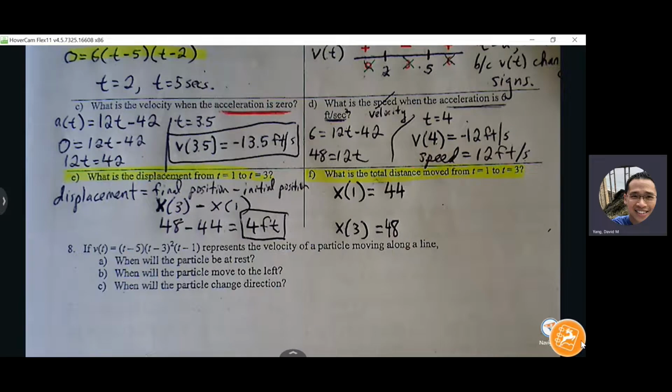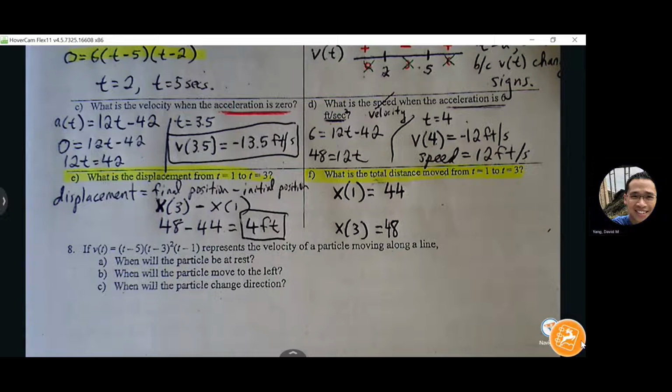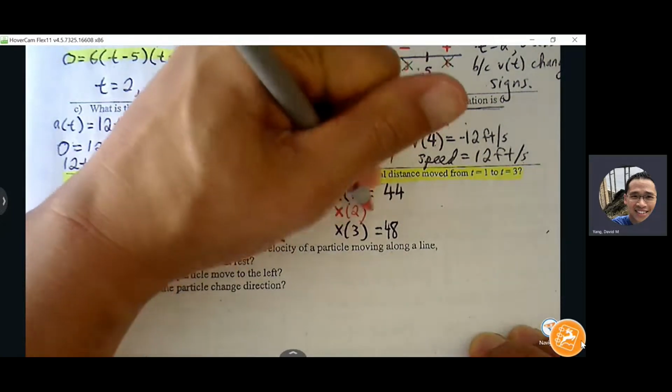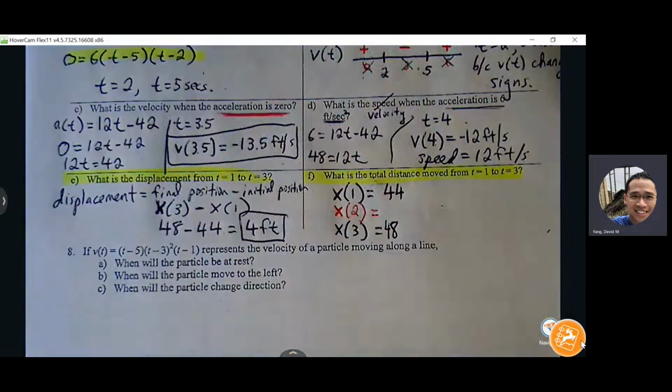Now, if there was no change in direction, then your total distance and displacement are going to be the same. He starts at 44, he ends at 48. He's going to cover 4 units, and that's the end of the problem. But there is actually a change in direction. So we have to keep track of where he stops, and we have to be able to mark that location. So we need to find x of 2.